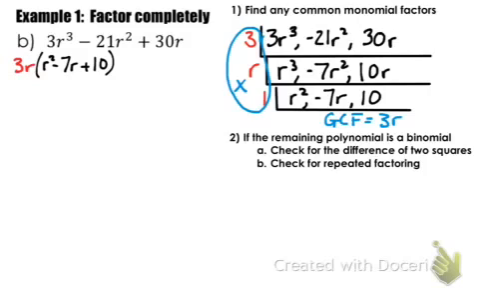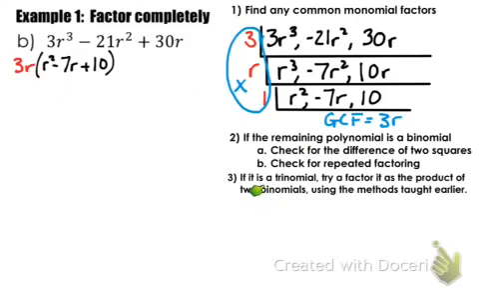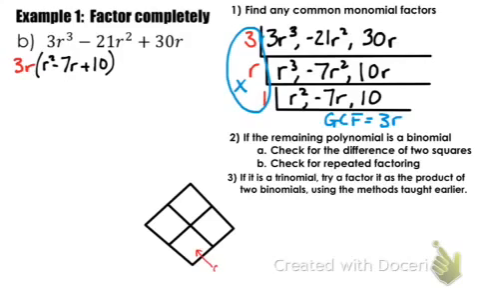If the remaining polynomial is a binomial, we'd check for the difference of squares, but it's not, so we skip to step 3. We're left with a trinomial, and we're going to factor it as the product of two binomials using the methods that we taught. We go right into our diamond. In the bottom of the diamond, we write down the product of A times C, which is 10. Our B term goes up on top, which is negative 7. So we have to think of two numbers that multiply together to get a positive 10 and add together to get a negative 7.